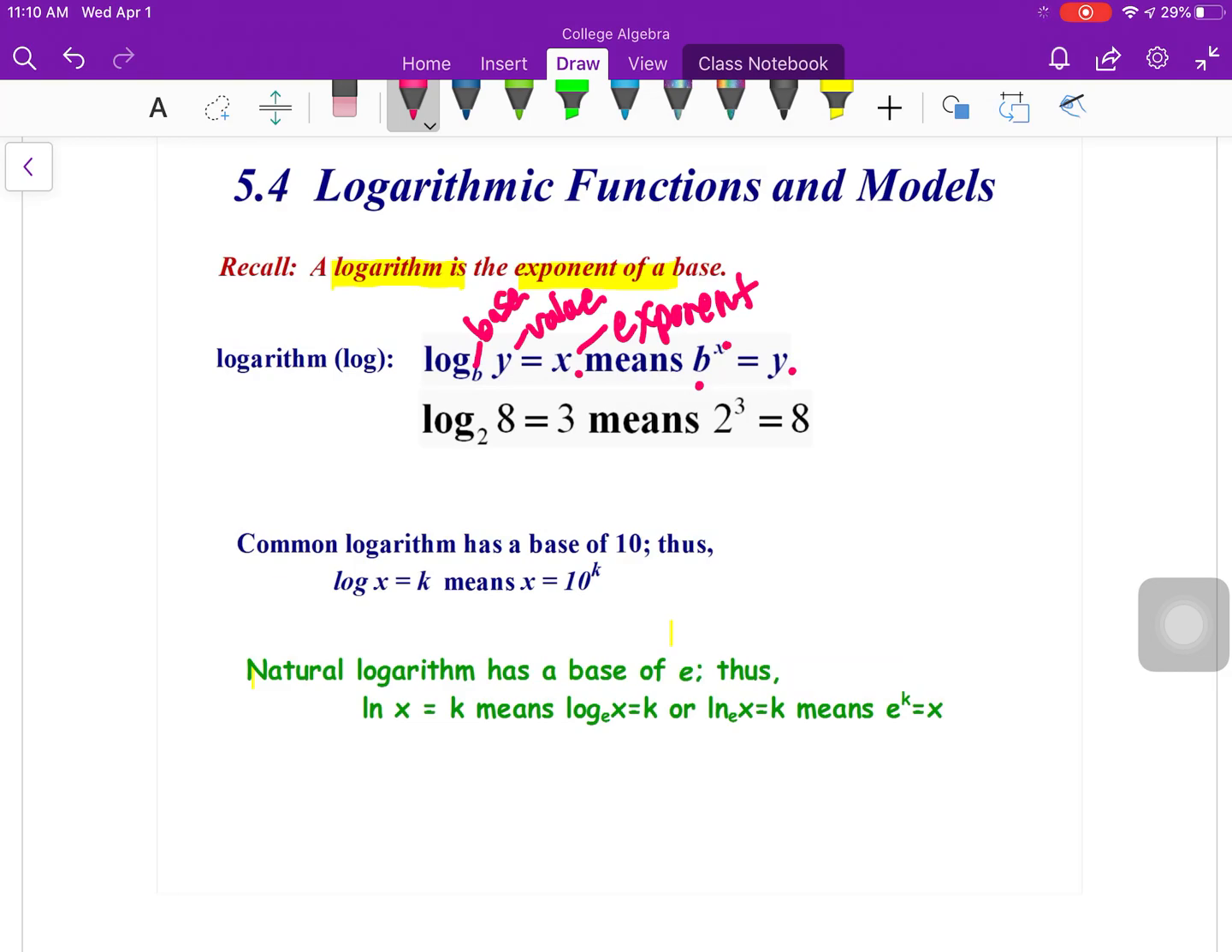So let's look at one that is written. We have log base 2 of 8 equals 3. Base is 2. 3 is the exponent. And 8 is the value. So it is 2 cubed equals 8.